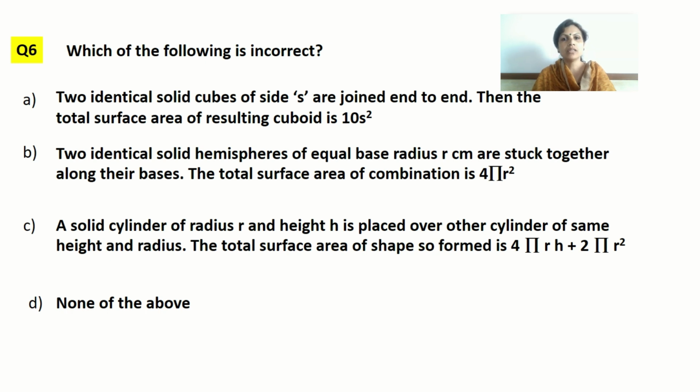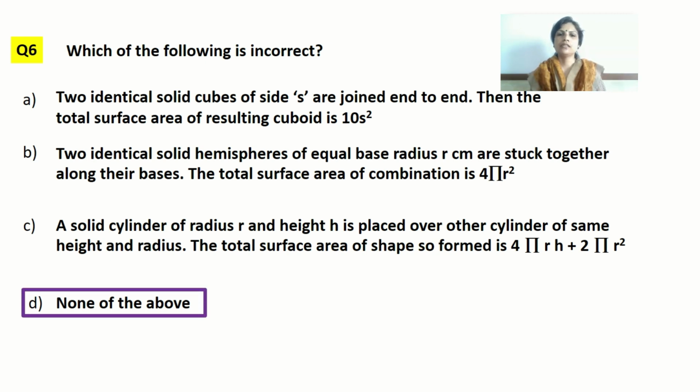You keep one cylinder over the other cylinder, the new shape is again a cylinder, so its surface area will remain the same, that is 4 pi rh plus 2 pi r square. And the last option is none of the above. So our correct option is none of the above. So all statements are correct except for the last. Alright, moving to the next.